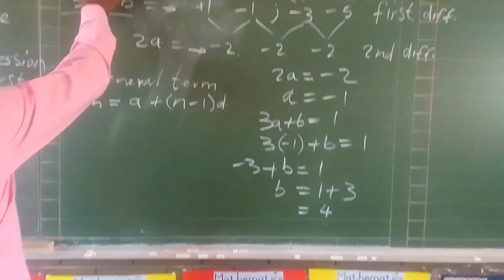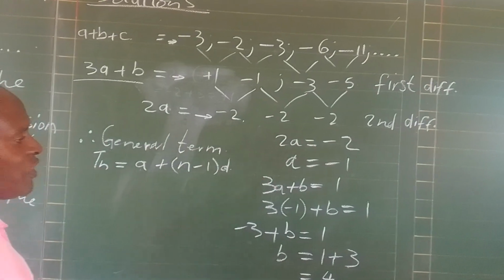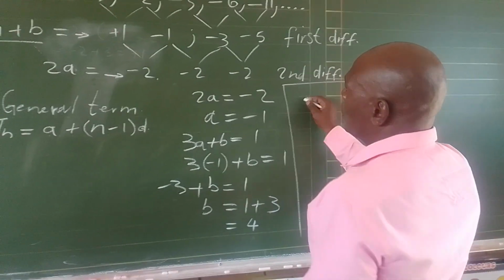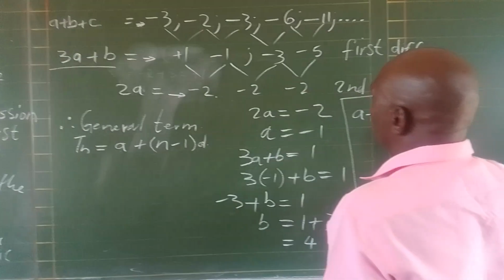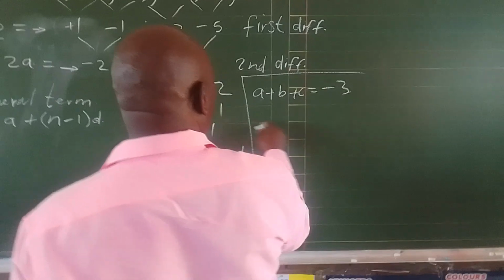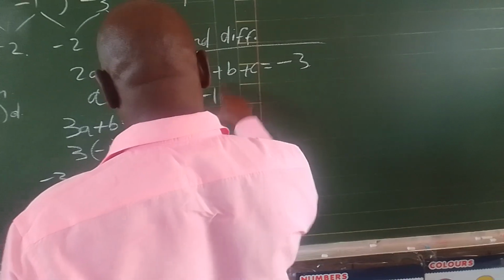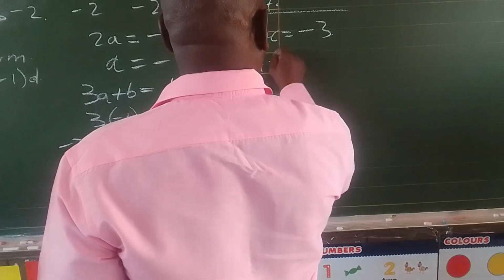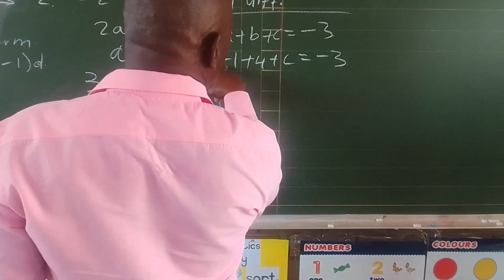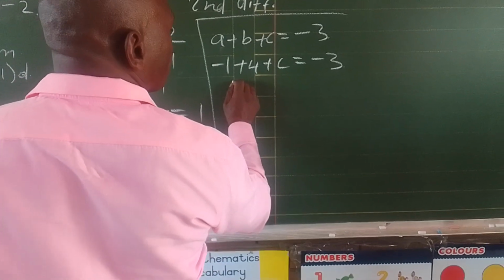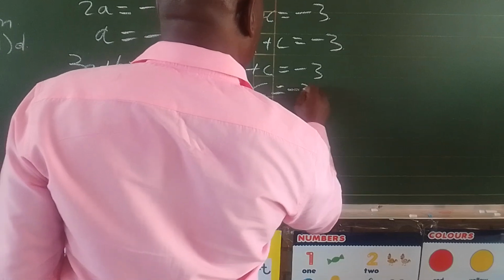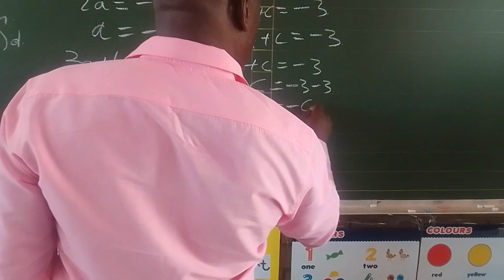Now you substitute in this equation to find the value of C. A plus B plus C is equal to -3. We have the value of A as -1, we have the value of B as 4, and we don't know the value of C. Now we find the value of C. -1 plus 4 is 3, plus C is equal to -3. Then C is going to be -3 minus 3, which is -6.